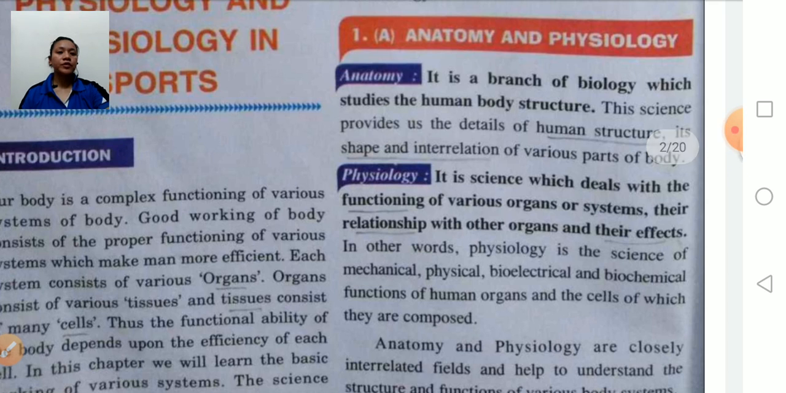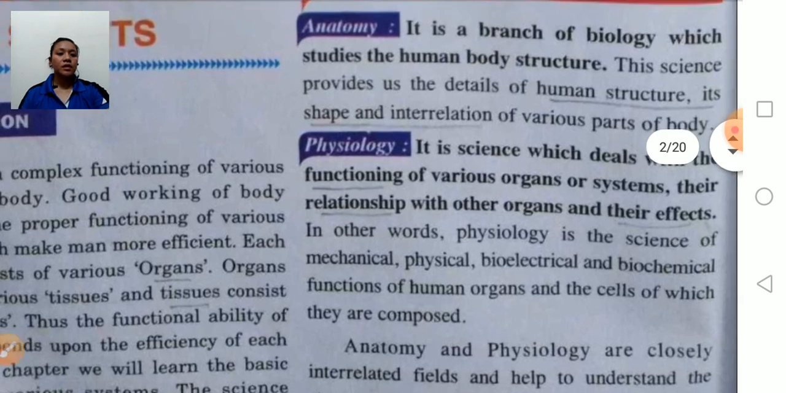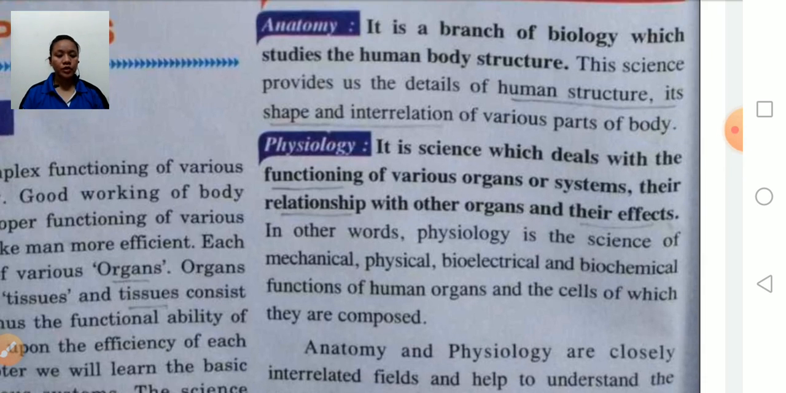Anatomy and physiology. Anatomy is a part of biology which studies the human body structures, okay? Anatomy kya hai? It is a science which studies the human body structure. This science, anatomy, provides us the knowledge about human body structures, its shape and interrelation of various parts of the body.